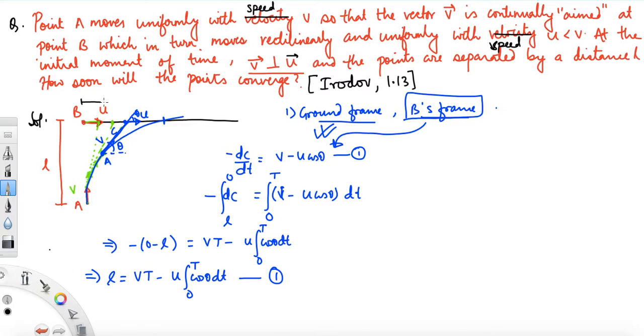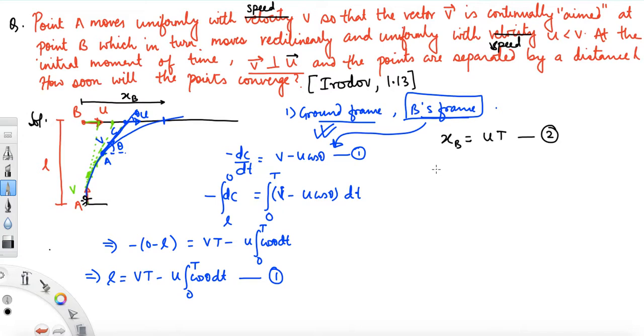See, if I consider this distance xb from the ground frame, let's say an observer is sitting here and observing the motion of B. Of course, xb can be written directly as u times t because u is constant. So this distance is going to be its speed times the time taken. Let's say this is equation number 2.